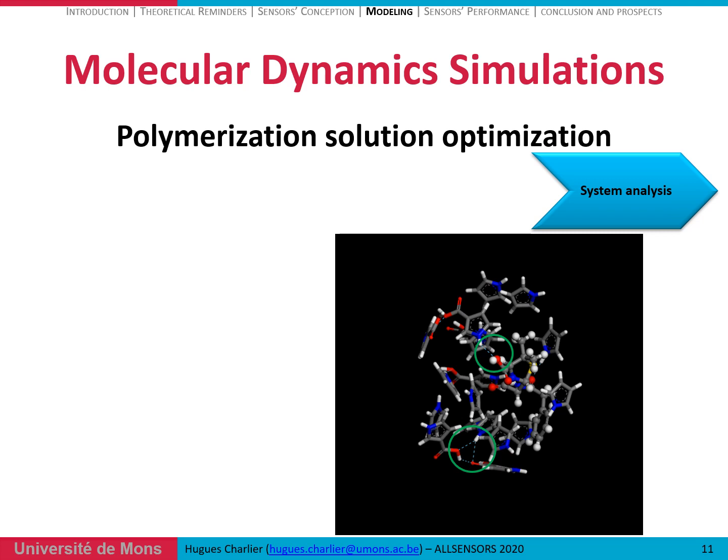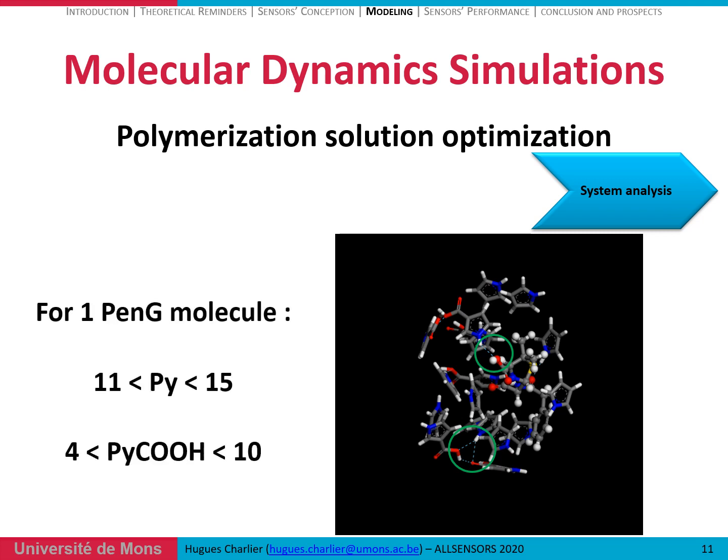The analysis of this energy allows us to define, for lots of compositions, which one will be the best and give the assembly with the lowest energy, and so the most probable assembly before the polymerization. So for one PNG molecule, we tested a lot of different compositions, and we already get the conclusion that the best polymerization solution should be between 11 and 15 molecules of pyrrole for one PNG molecule, and between 4 and 10 molecules of pyrrole carboxylic acid for one PNG molecule.